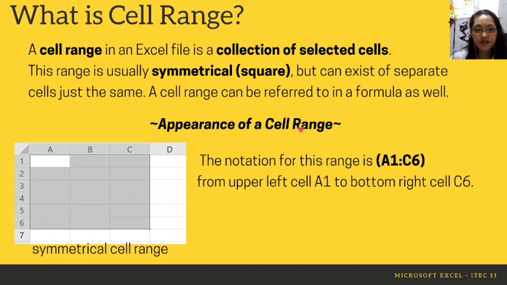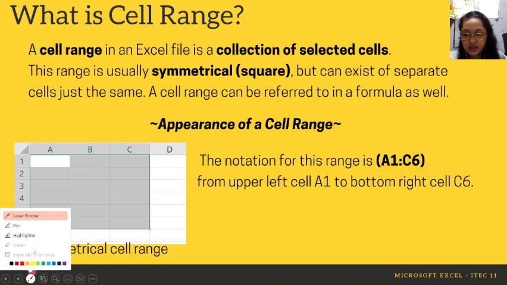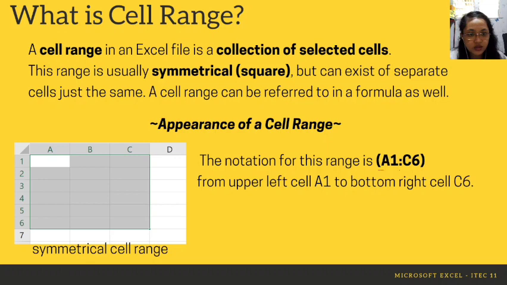As for the appearance of a cell range, we have the notation for this range, A1. We can see here, nag-start siya sa A1 and ended sa C6. So we can write a cell range just like this. So A1, let's highlight this one. We can write the cell range like this.